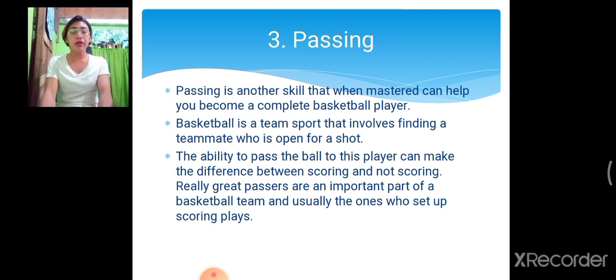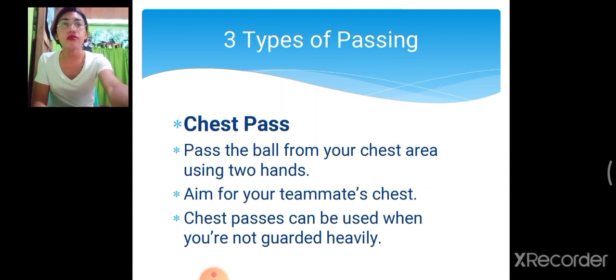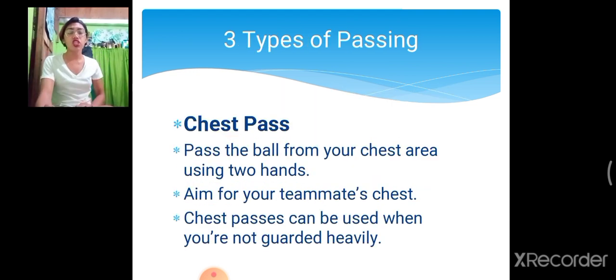So, we have different ways to pass the ball. Who has an idea of what the 3 ways to pass the ball are? Yes, Jericho, do you have any idea? Okay, yes, chest pass. Another? Okay, bounce pass. How about you, Dayan? Do you have any idea? Okay, very good. So the other way is the overhead pass. Thank you so much, guys. So, the 3 types of passing are the chest pass, bounce pass, and overhead pass.